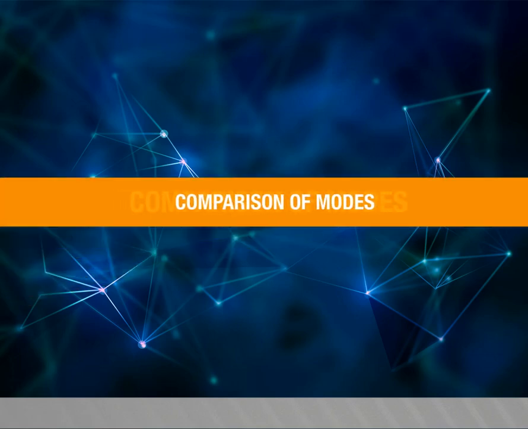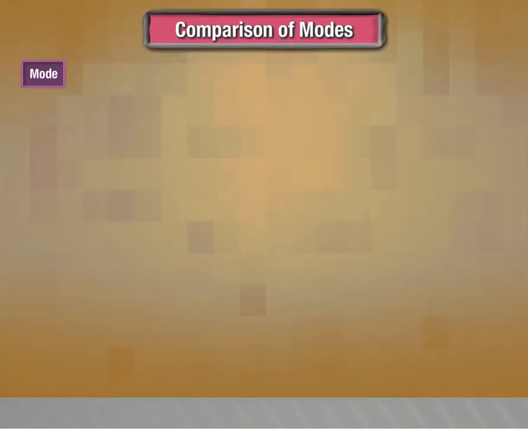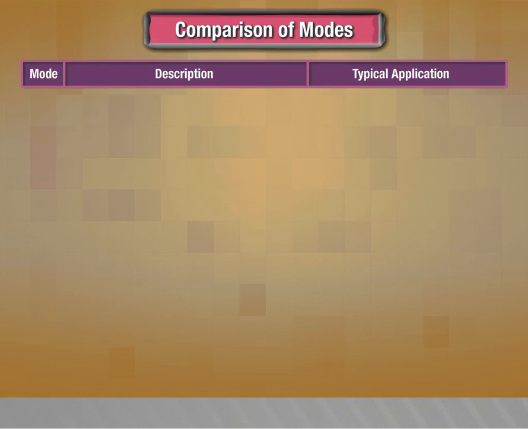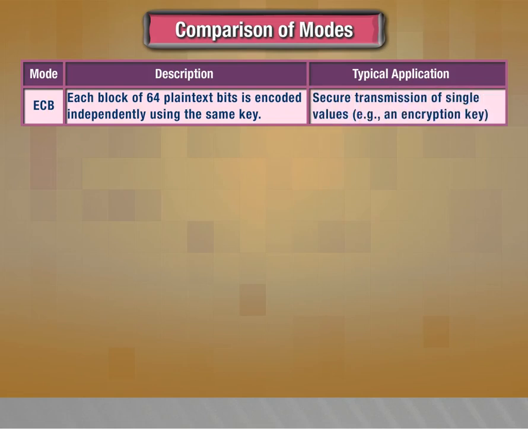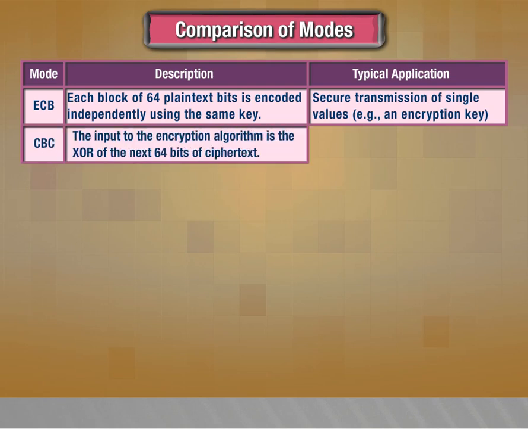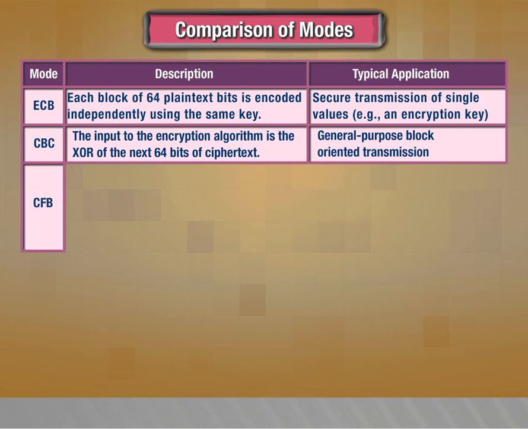Comparison of modes. In this video, we are going to see about comparison of modes. Mode, description, typical application. ECB: each block of 64 plaintext bits is encoded independently using the same key. Typical application: secure transmission of single values, for example, an encryption key. CBC: the input to the encryption algorithm is the XOR of the next 64 bits of plaintext and the preceding 64 bits of ciphertext. General purpose block-oriented transmission.